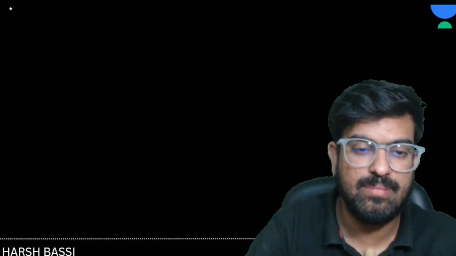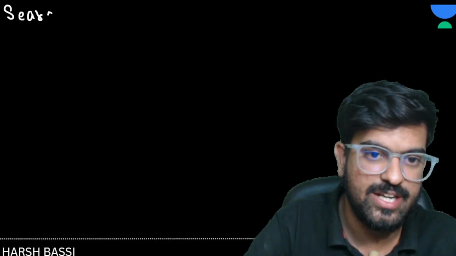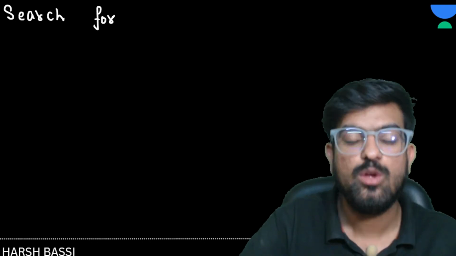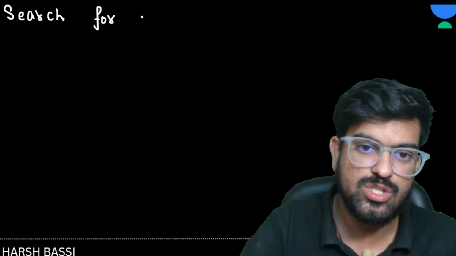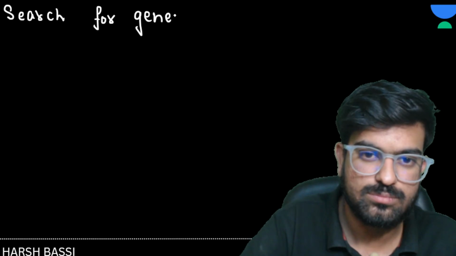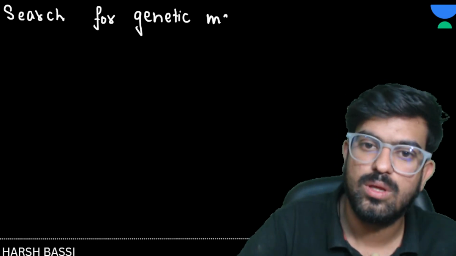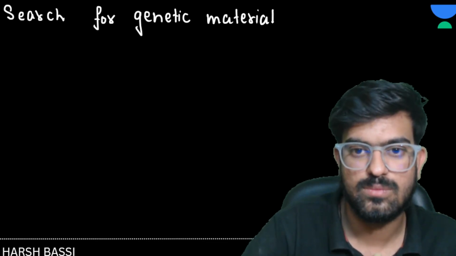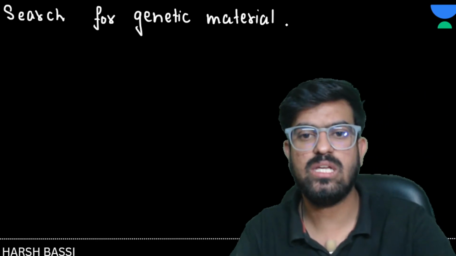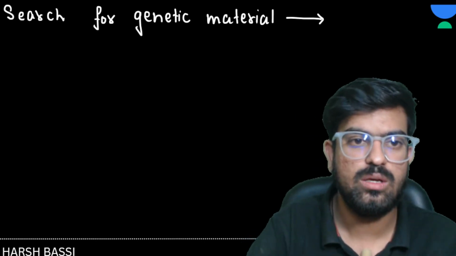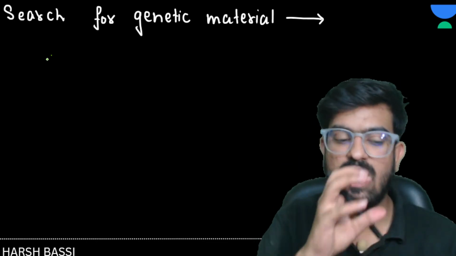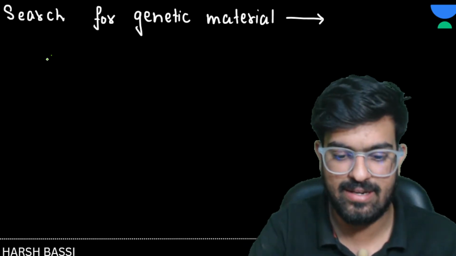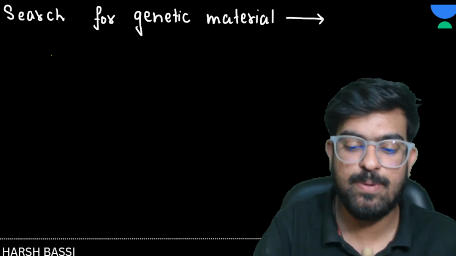Good. Now, let's talk about the search for genetic material. Let us see the experiments which proved what the genetic material is, whether it is the RNA or the DNA. Let us see the experiments which helped to prove that the RNA is not the genetic material, the DNA is the genetic material. Yes or no? Okay. So first of all, the experiment by Griffith.